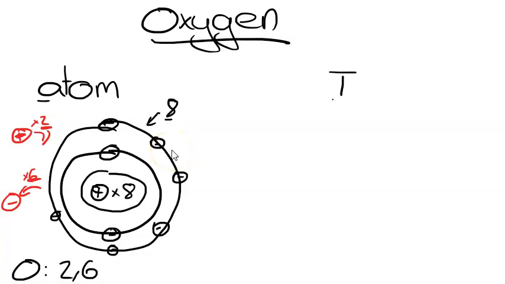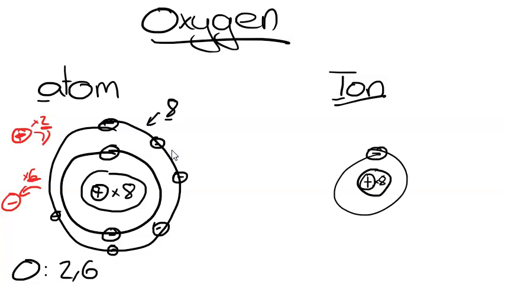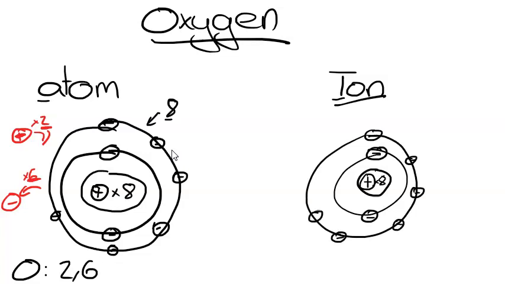So we could draw the ion of the oxygen atom, which will still have 8 protons in its nucleus, but we're now going to gain 2 electrons to form that full outer shell. So 1, 2, and then we're going to have 1, 2, 3, 4, 5, 6, 7, 8. So this has now got 10 electrons in total around the outside, but it's only got 8 protons.